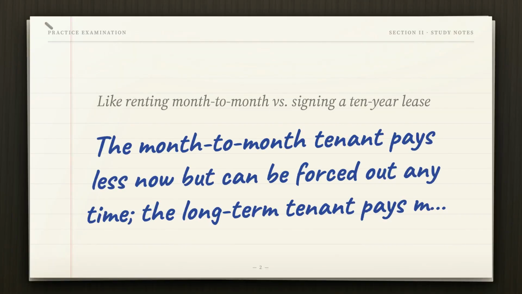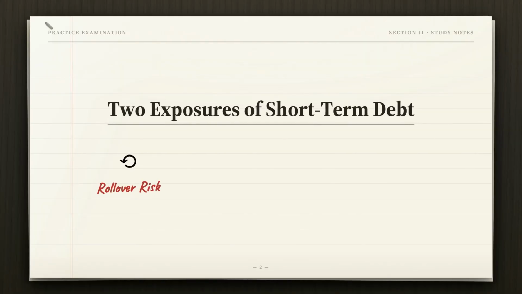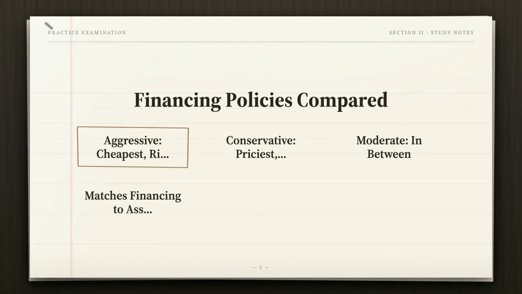Short-term debt is cheap because lenders demand less compensation for parting with money briefly, but that low price hides exposure the borrower is quietly accepting. Short-term debt carries rollover risk, since a lender can refuse to renew or demand a steep rate hike exactly when the firm is weakest. It also carries interest rate risk, since frequent resets make interest expense unpredictable. Long-term debt costs more precisely because it locks in both the rate and the availability of funds. The aggressive policy chases the lower short-term rate and accepts rollover and rate risk in return.